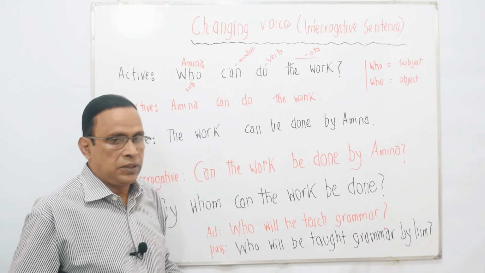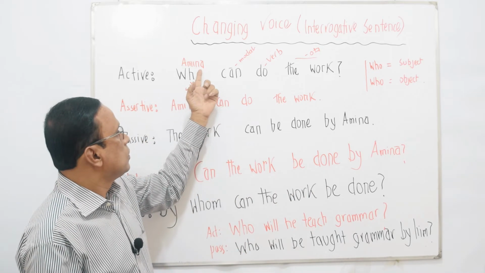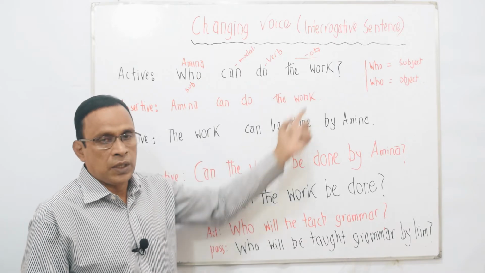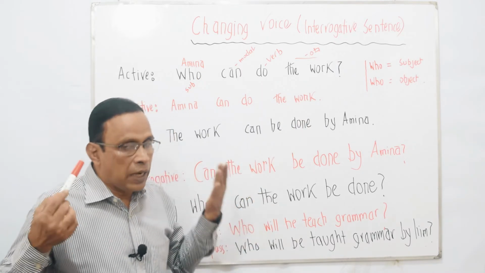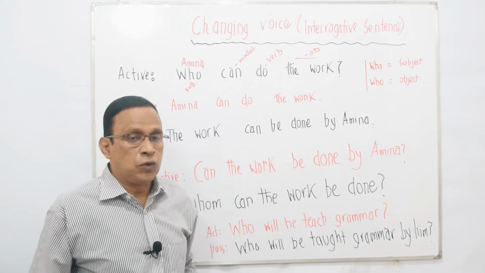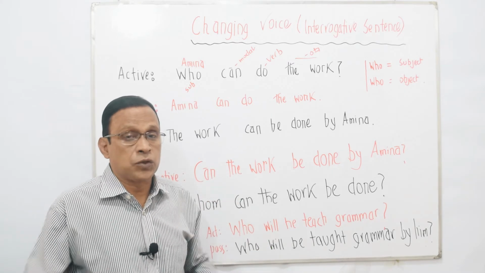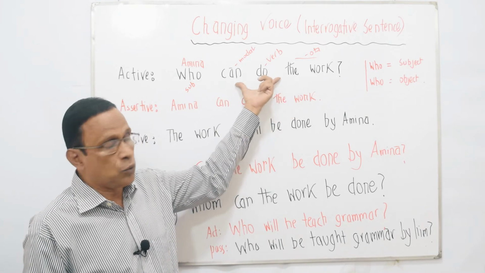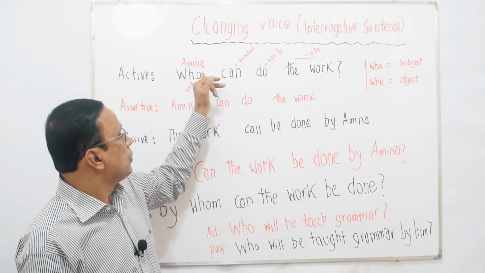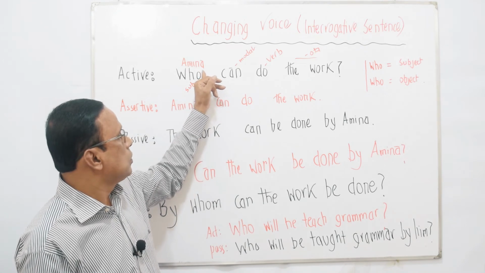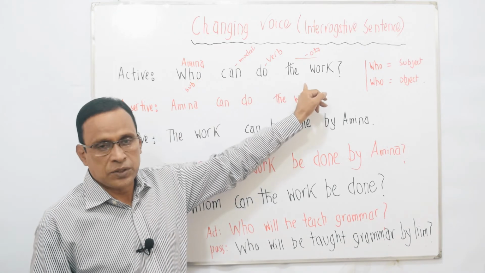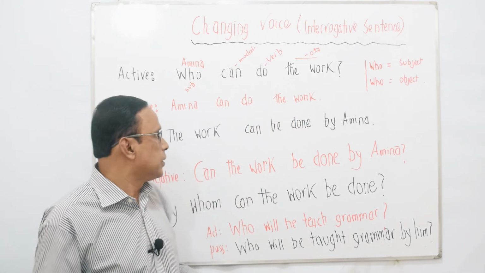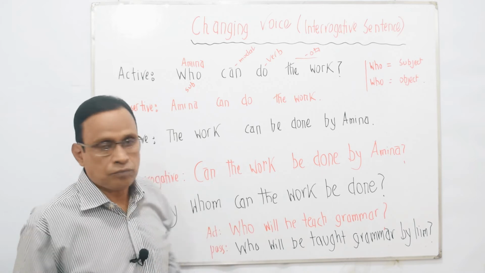If we say it like this, the noun Amina with the rest of the words can stand like a statement. It can be meaningful. It can stand alone by itself. It can make sense also. So, Amina can do the work. This is a statement. When we can see that this noun together with the rest of the sentence can make sense like a statement, we can be sure that who in the sentence is a subject.